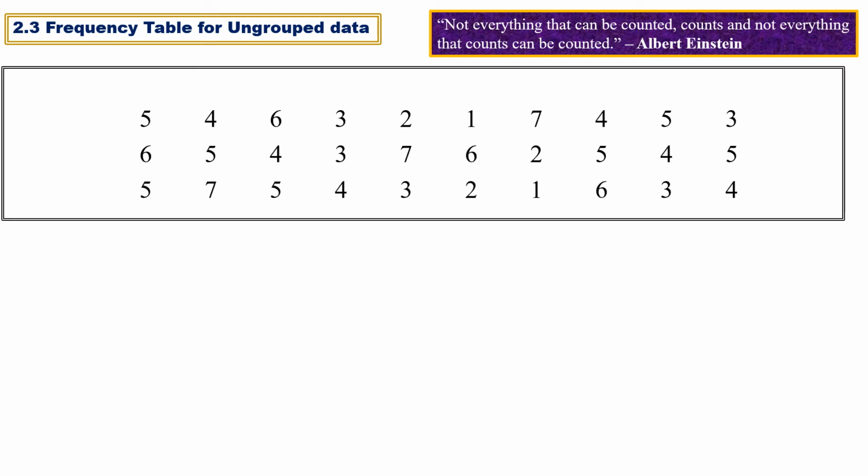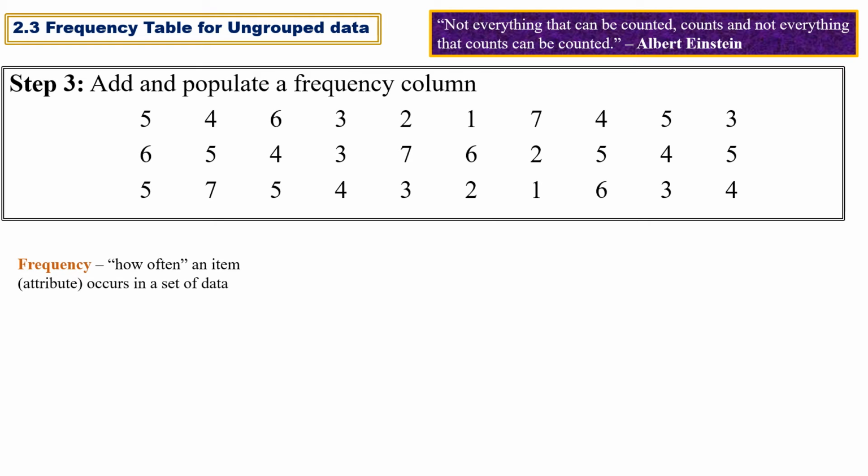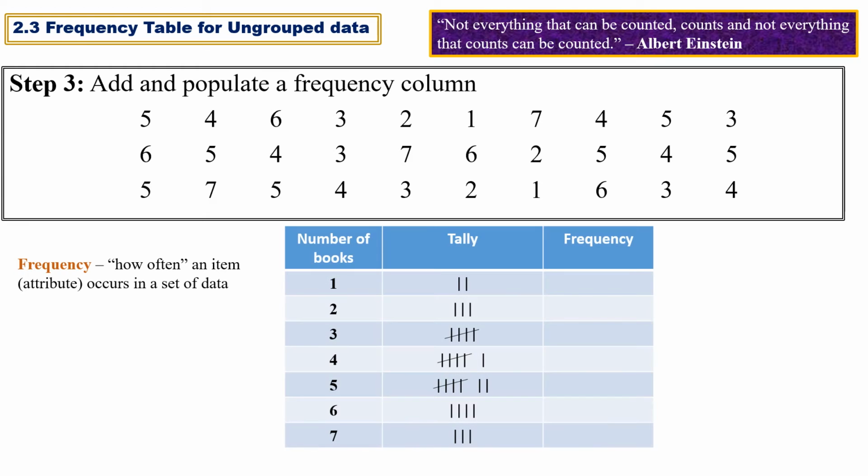So the third step is to add and populate a frequency column. We already have the data attributes organized into single values from 1 to 7. We have the tally, how many times each data value appears. And now for the frequency column, you're just going to look at the tally column and turn those strokes into actual numbers. So we see 2 strokes here.